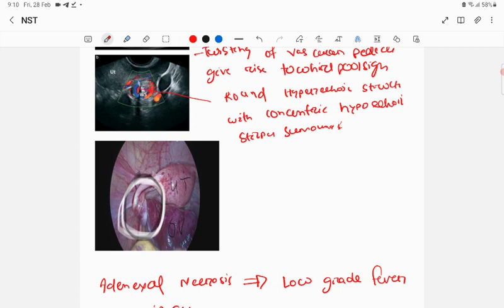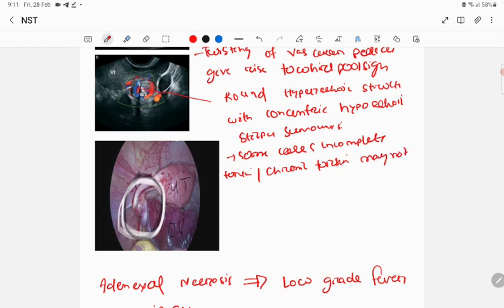However, in some cases there will be incomplete torsion, okay, or it will be a chronic torsion. In that case you may not see it, because it is an incomplete or chronic torsion, there will be a compensatory mechanism, so you can't show any decrease in flow on Doppler finding.